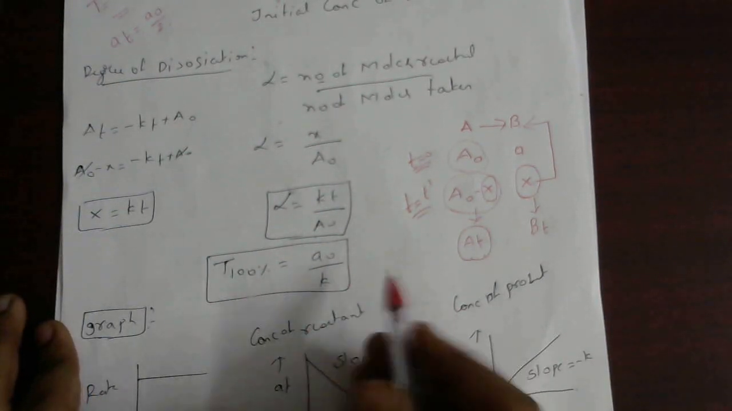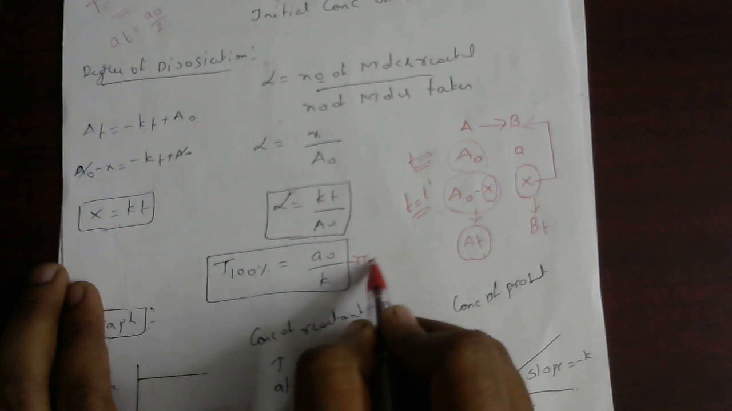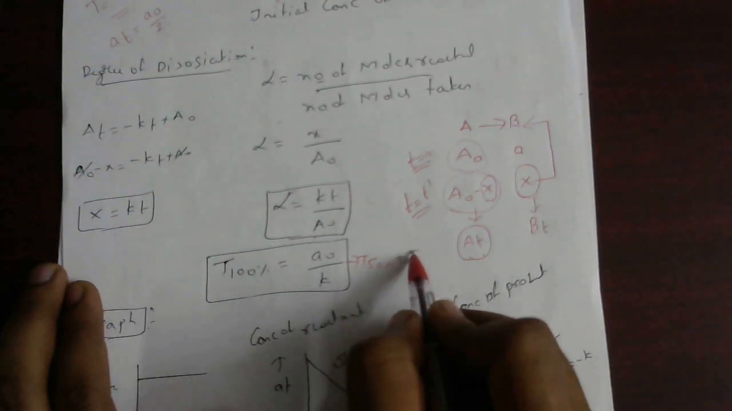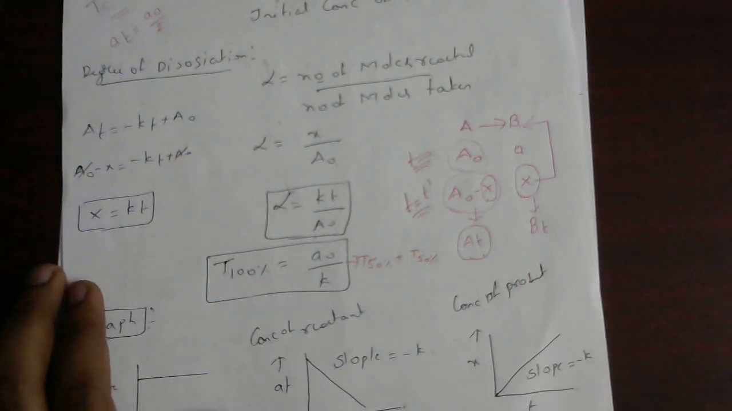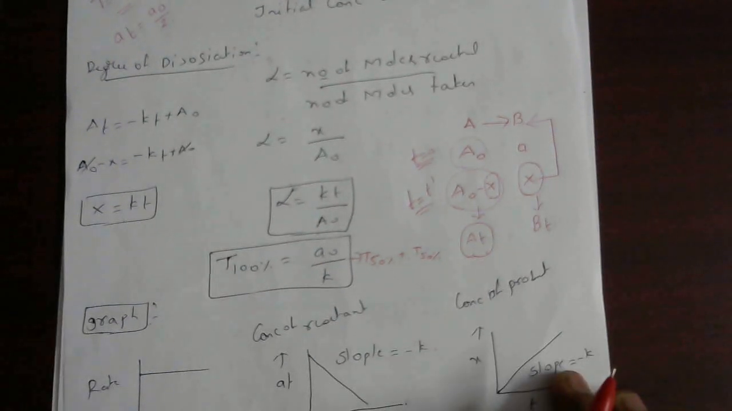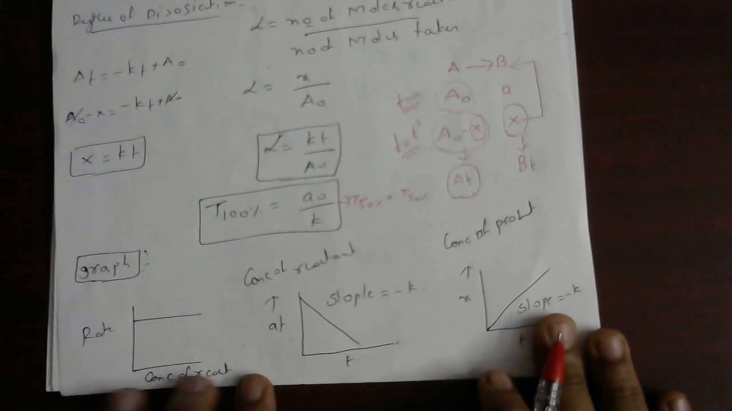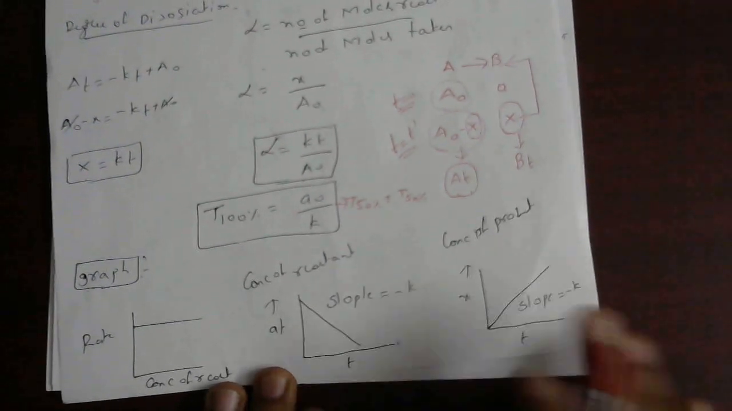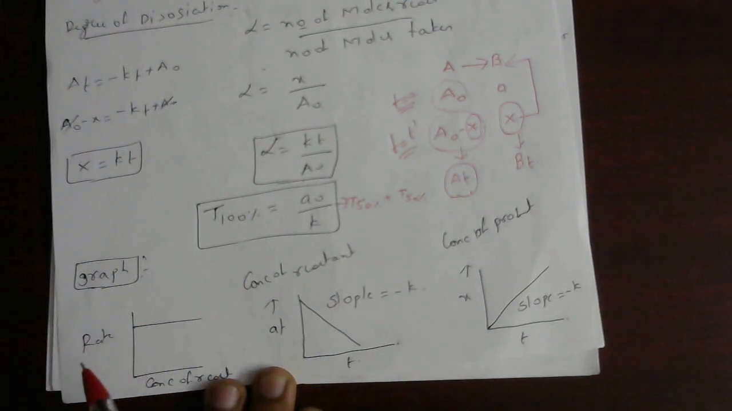T 100%, how can you write it here? It's nothing but t 50% plus t 50%. T 50% is nothing but half-life. So let us go with respect to graphs here. The first graph is rate with respect to concentration of reactant, a straight line.